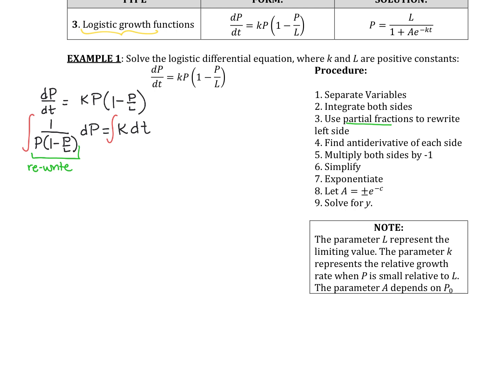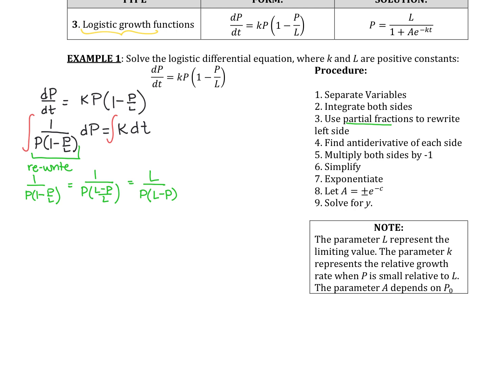If I rewrite this 1 over p times 1 minus p over L, that kind of looks like a plus in there, but that was meant to be 1 minus. I'm going to rewrite this to be, I'm going to find a common denominator first. So I would have 1 over p times L minus P over L. And then when I rewrite this, I'm going to almost copy dot flop. I'm going to rewrite this as L over P times L minus P.